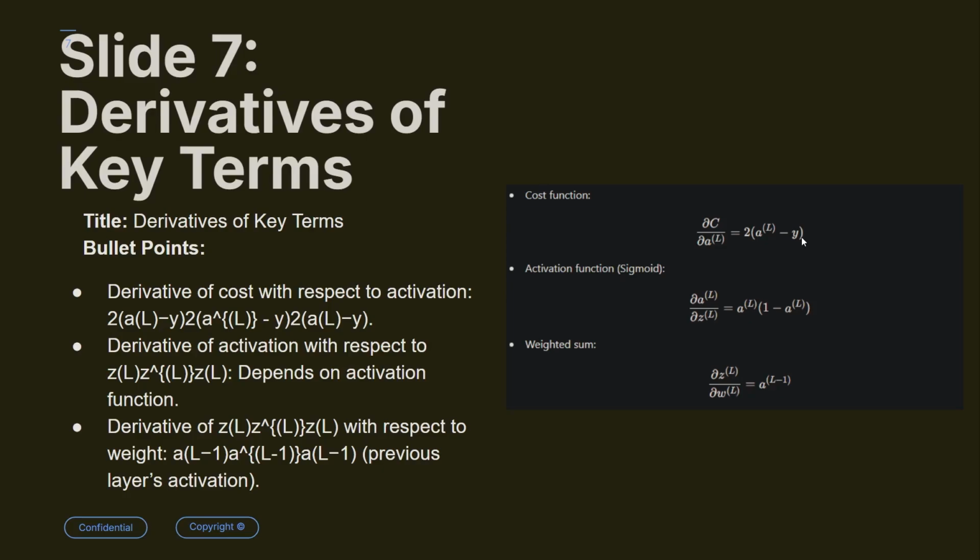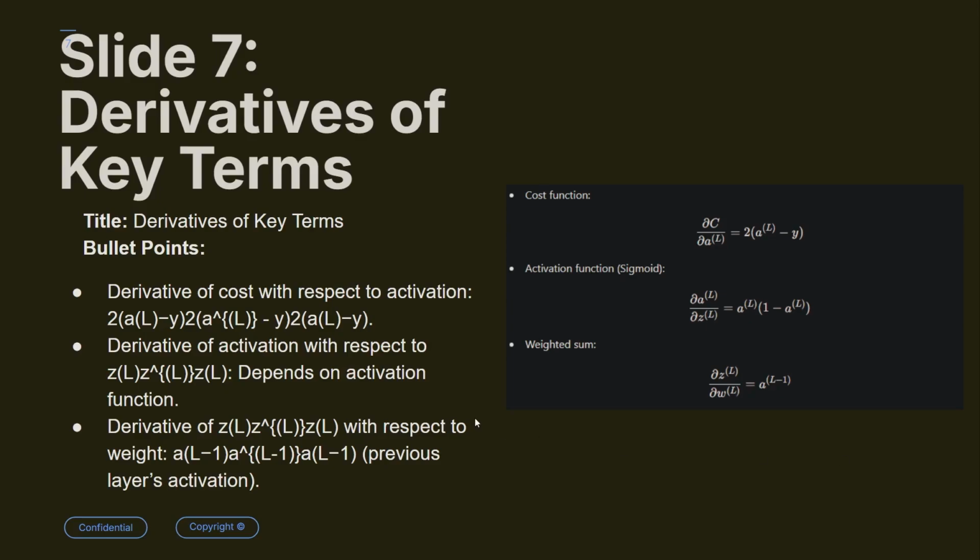The derivative of activation with respect to the weighted sum will be this equation, depending on the type of activation function used. And now, the derivative of the weighted sum with respect to the weight W^L is simply the activation from the previous layer, which is A^(L-1), because the weighted sum is a linear combination of the previous layer's outputs and weights.